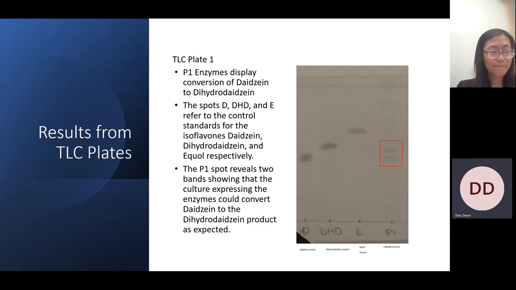And here is one of our earliest TLC plates, and the P1 enzyme displays conversion of diazine to dihydrodiazine by the use of the controls of diazine, dihydrodiazine, and also equol. And the very far right, P1, that is marked off here in the black box as well, shows that it has both presence of diazine and dihydrodiazine.